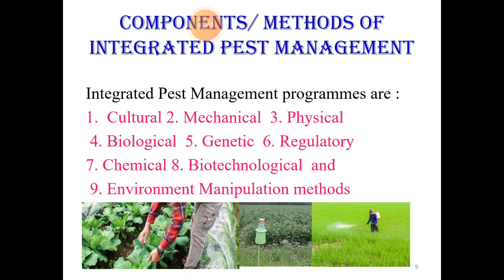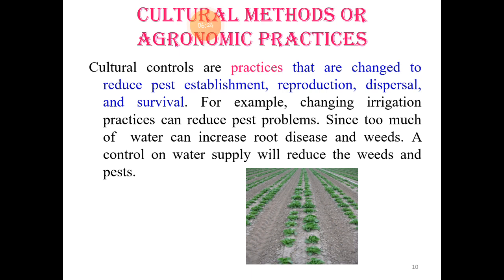It includes cultural control methods, mechanical methods, physical methods, biological methods, genetic control methods, then regulatory methods, chemical control methods, biotechnological methods, and environment manipulation methods. Now we shall understand one by one of these methods of control of pests.